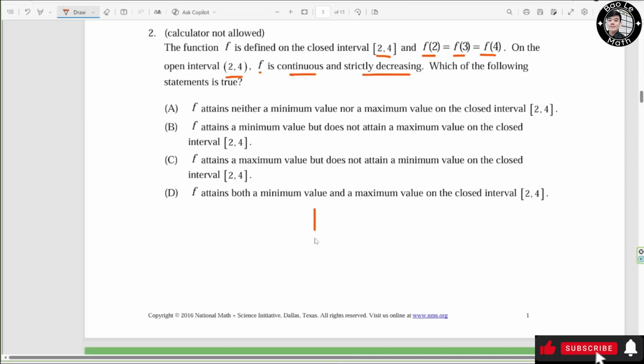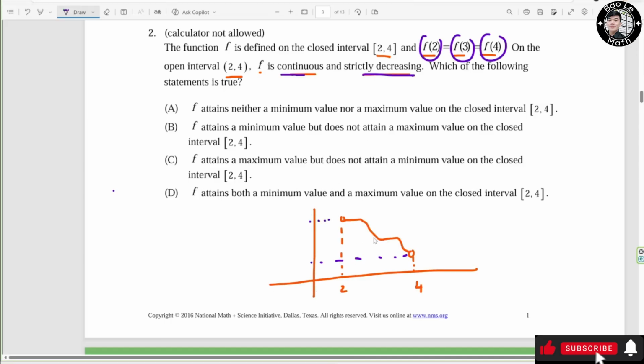So we're going to sketch the graph to see what happens. So if this one happens, f of 2 could be right here. f of 3 could be right here, and f of 4 could be right here. So this guy right here should be horizontal, right? And the function becomes discontinuous. And then the extreme value theorem does not apply because the function is discontinuous, right? So the function does not have the maximum nor minimum value, right? So the answer must be A.